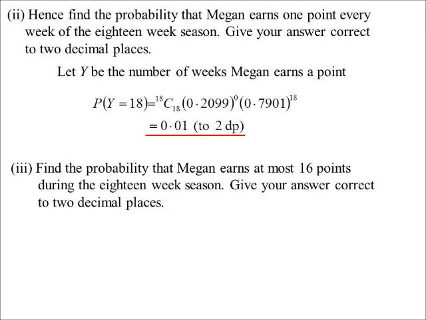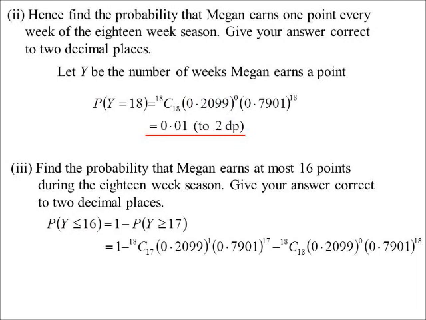Find the probability that she earns at most 16 points. Well, I'm going to do that complementary. Because, look, at most 16, she could earn 0, she could earn 1, she could earn 2, 3, 4, 5. Lots of probabilities that are happening. Easier to work out the complementary event, especially since we've already worked out 18. So we now also need 17, and we get 0.92.